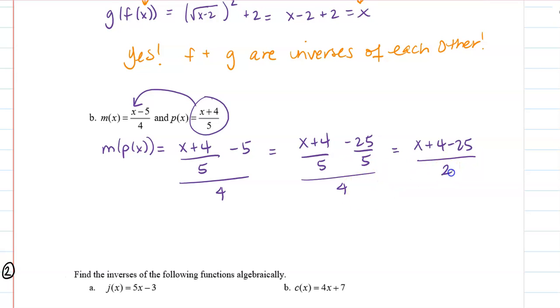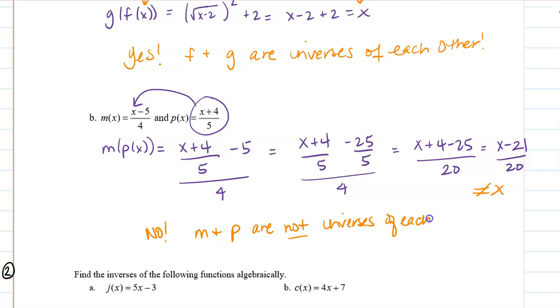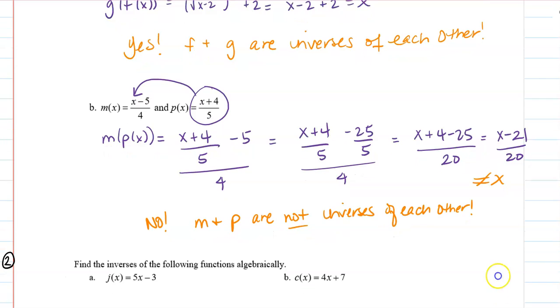The other way to think about it is that division by 4 is the same as multiplying by the reciprocal, so that's the same as multiplying by 1/4, and either way you get to a denominator of 20. So we have (x minus 21) over 20, and I do not think that is equal to x. So no, m and p are not inverses of each other. The composition has to be x if you have two functions that are inverses.